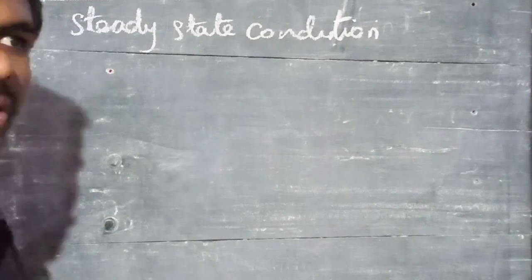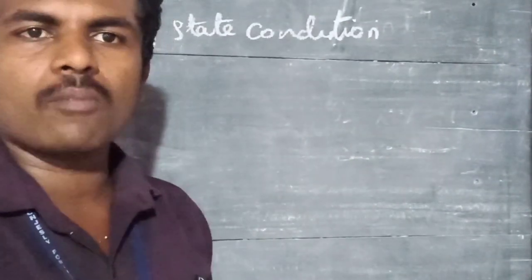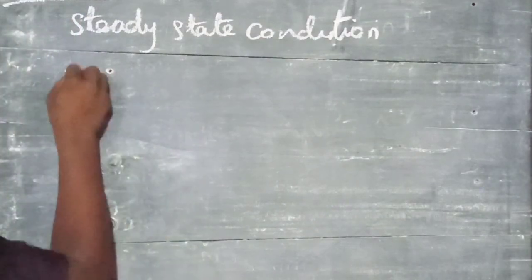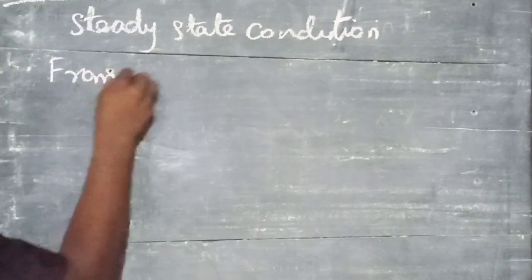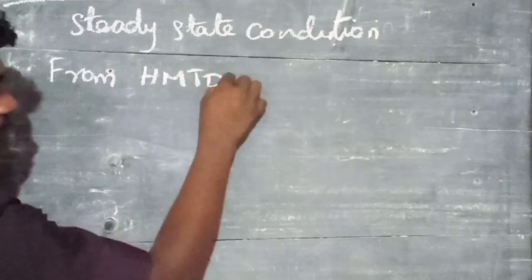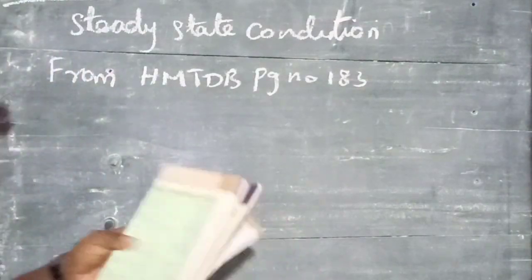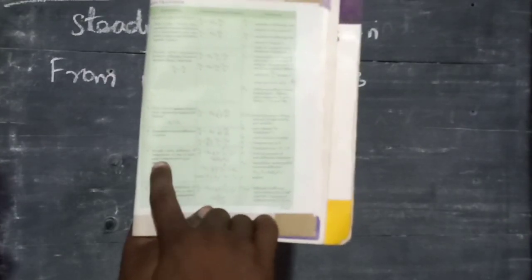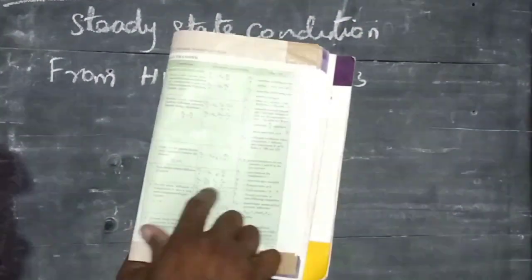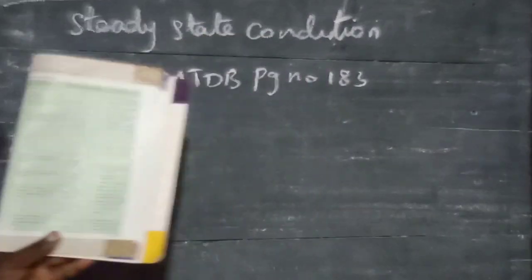For that, we need to select the suitable formula from the HMT data book, page number 183, for steady state diffusion of component A into the stagnant component B. For equimolar counter diffusion, it is the same formula, with no other changes. You need to write that formula.